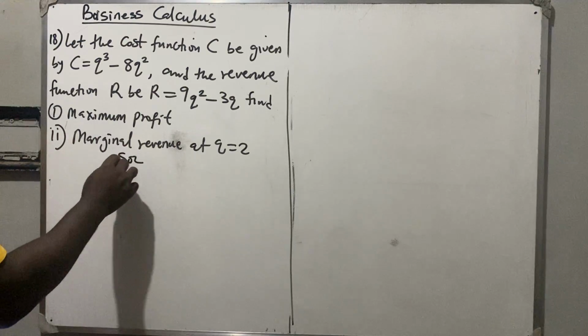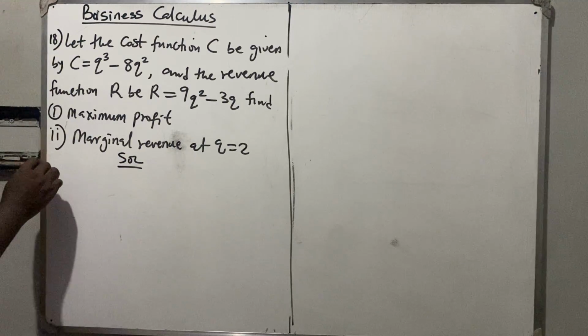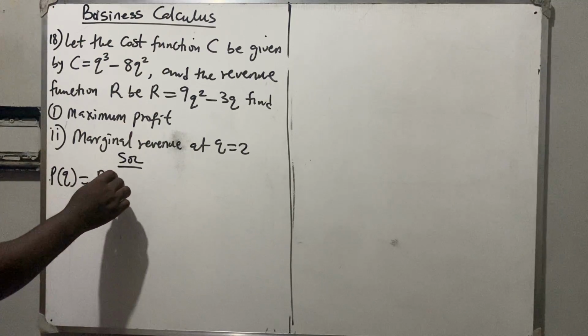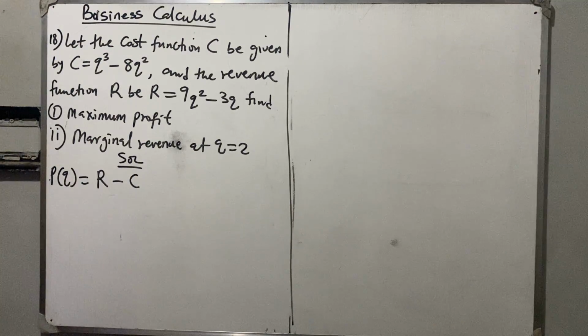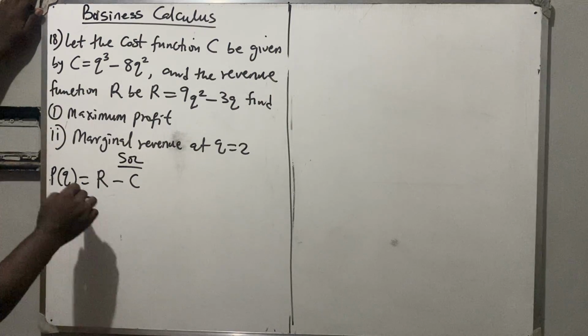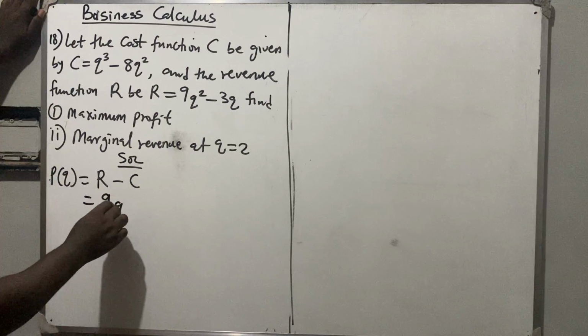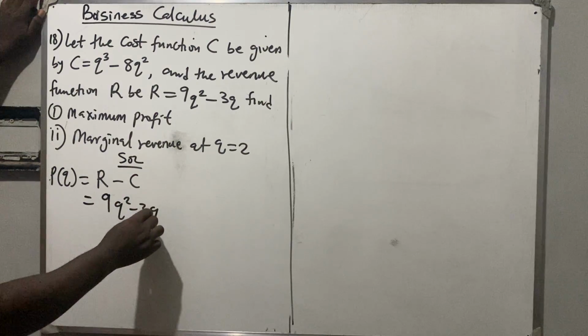Solution: first of all, let's get the profit function. Don't forget that profit simply means the revenue minus the cost. That is the amount you sold it minus the amount it cost. Yes, the revenue minus the cost. So if you now put it here, you are going to have that the revenue is 9q squared minus 3q.